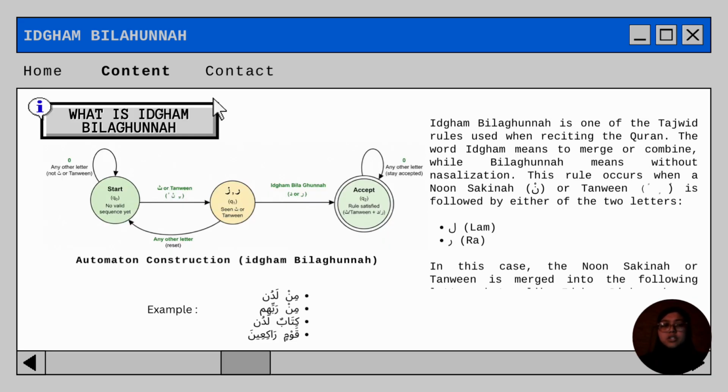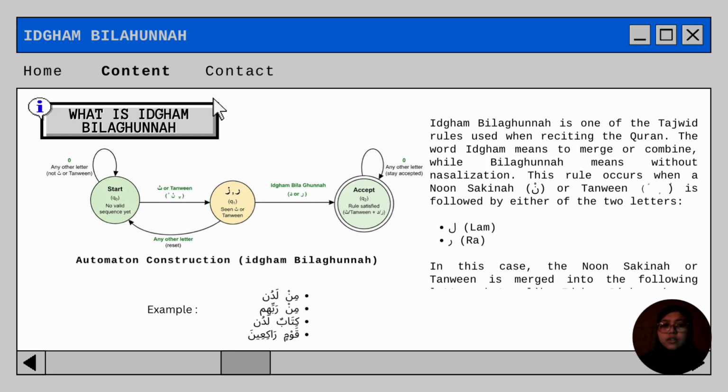Idgham means merging or combining, while bilaghunnah means without nasalization. This tajweed rule occurs when a nun sakinah, which is the letter nun with a sukun, or a tanween, which are the vowel marks, is followed by either lam or ra. In this case, the nun or the tanween is merged into the following letter, but unlike idgham bighunnah, there is no nasal sound. This makes the recitation smoother while maintaining clarity. Understanding this distinction is important because it separates idgham bilaghunnah from other tajweed rules that involve nasalization.